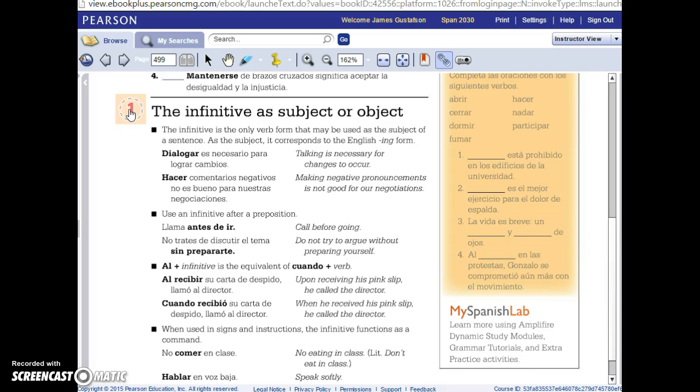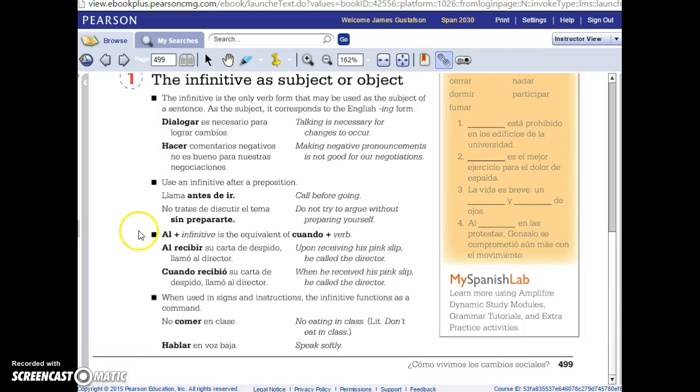And there's a couple other uses here. Al plus the infinitive. Al recibir su carta de despedido, llamó al director. Upon receiving his pink slip, he called the director. Once again, recibir is the infinitive. In English, we would tend to use the ing form. In Spanish, they would use the infinitive form.